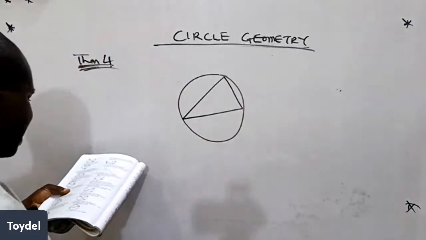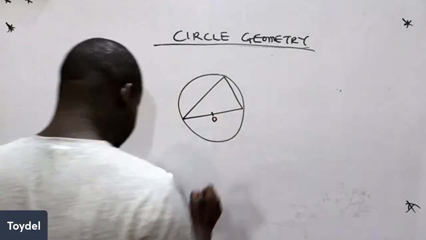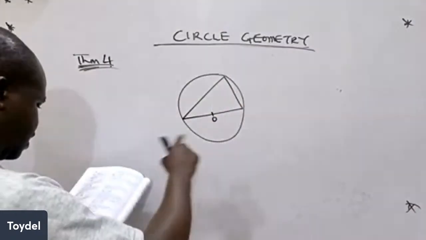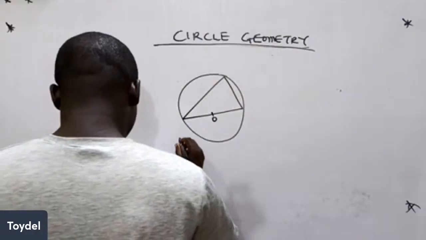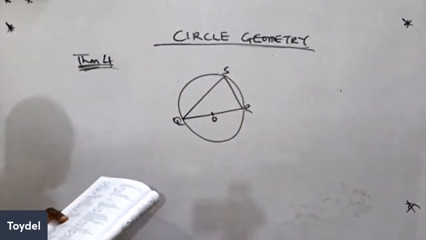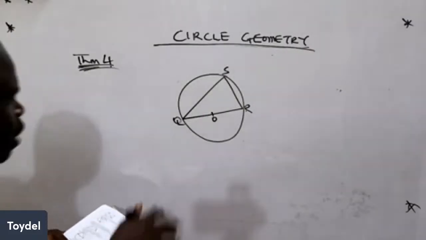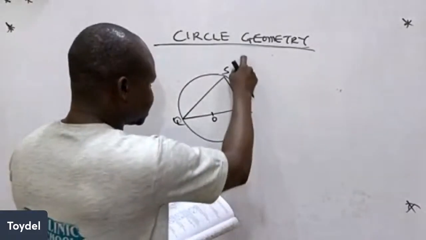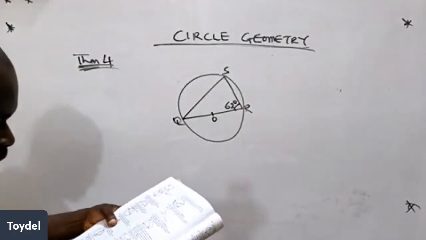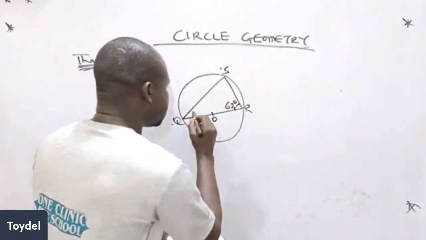So the question says that in the diagram, O is the center. So once O is the center, it shows that this line QR is the diameter. Then here is X. If angle QRS is 62 degrees, we have to find the value of angle SQR. We are looking for this value.